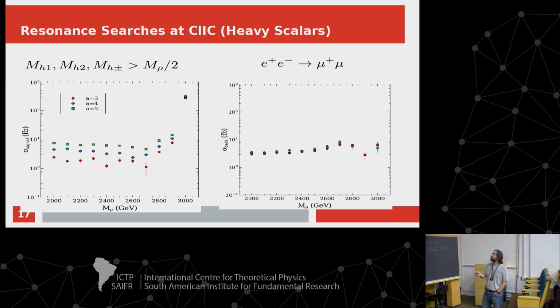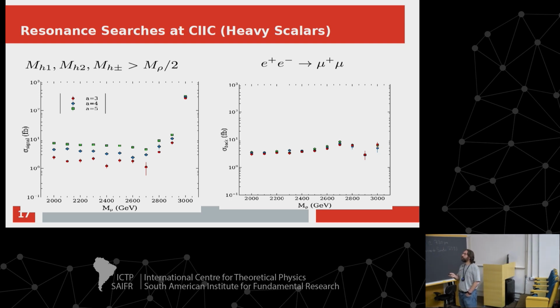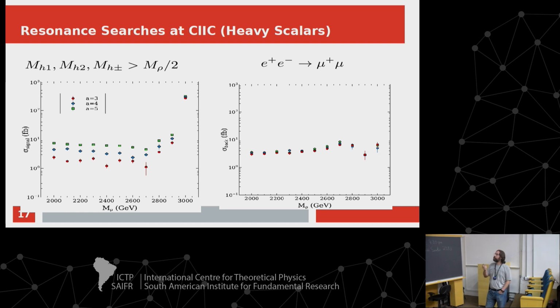And here we show the background cross section. We can observe that the signal is comparable to the background. So the signal to background ratio is of the order of 1, and in principle the resonance can be discovered at CLIC.